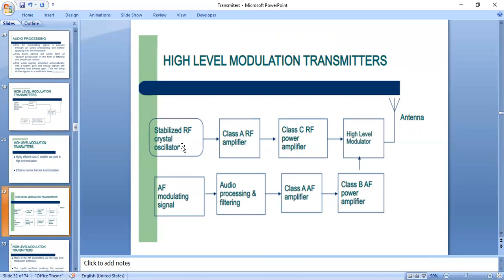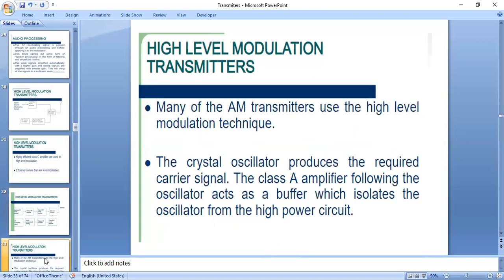Here both signals, the carrier signal and the modulating signal, will be power amplified and then given as input to the high level modulator. Means here the modulation takes place at high power level and then it is given to the transmitting antenna. That transmitting antenna transmits the modulated signal through the channel. So these are the blocks included in high level modulation transmitters. Here we have to use a crystal oscillator to produce the stability.